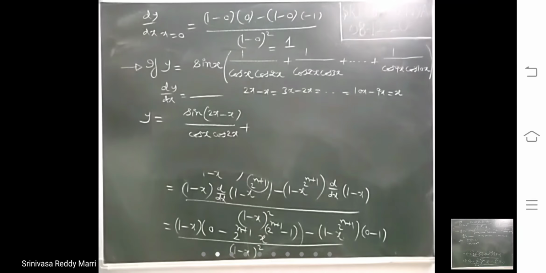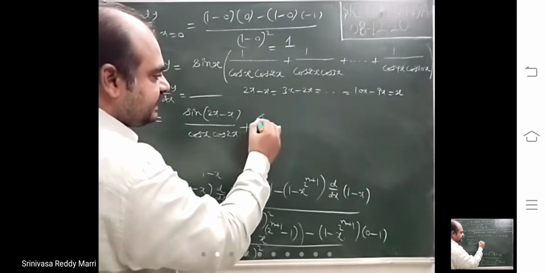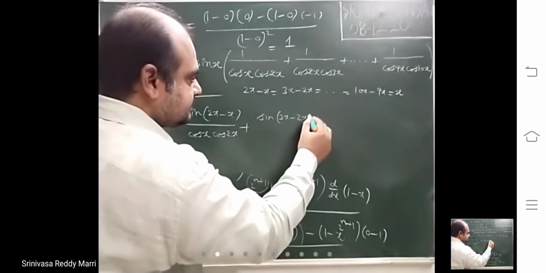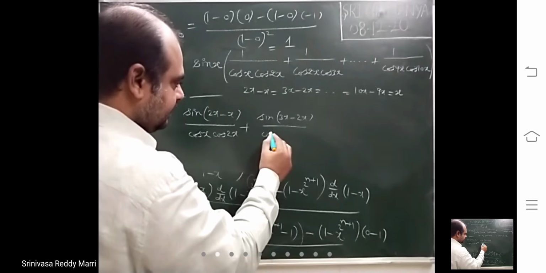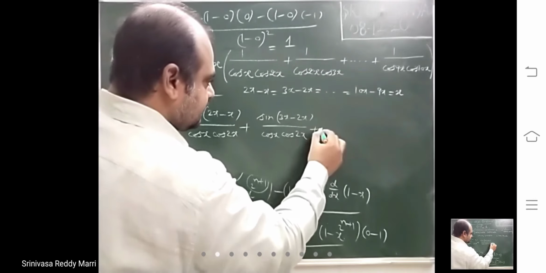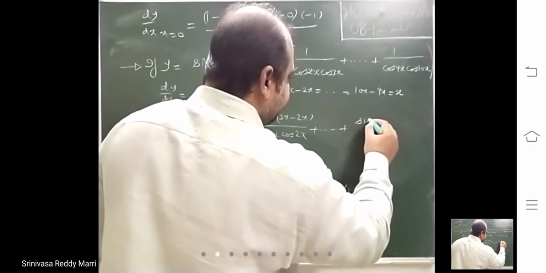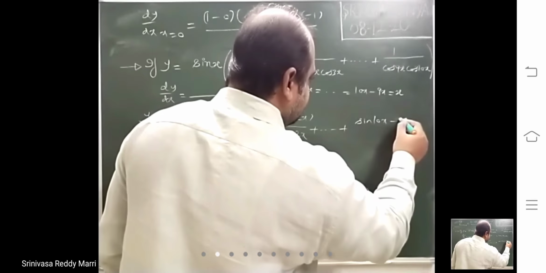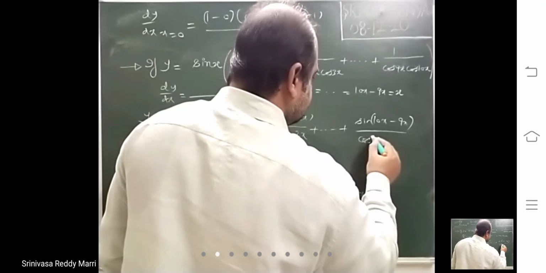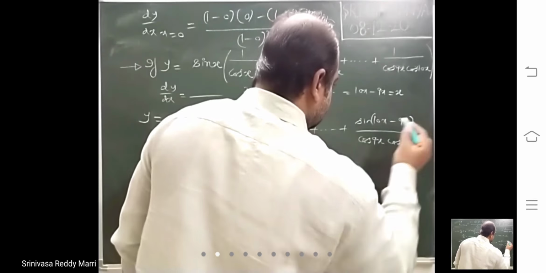This plus sin x divided by here. Here I will write that sin x as sin of 3x minus 2x divided by cos x, plus sine of last, I will write it as sine 10x minus 9x divided by cos 9x into cos 10x, like this.